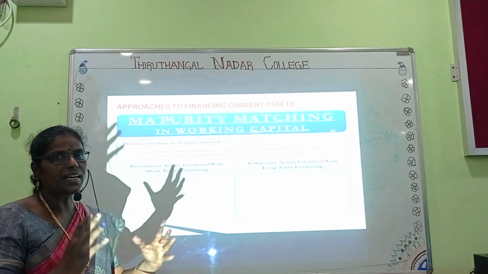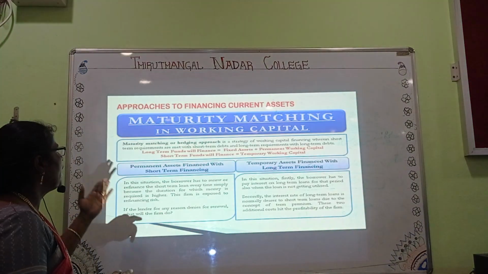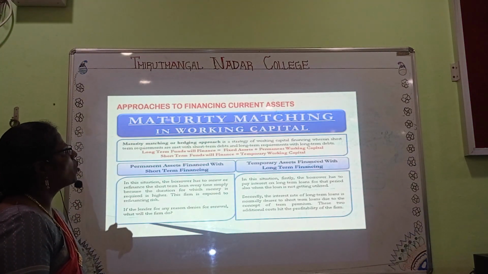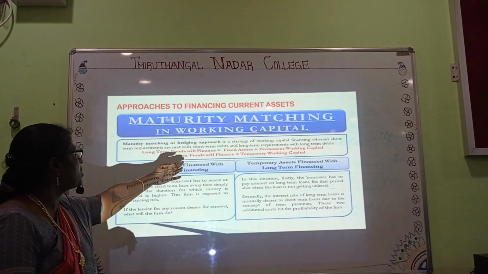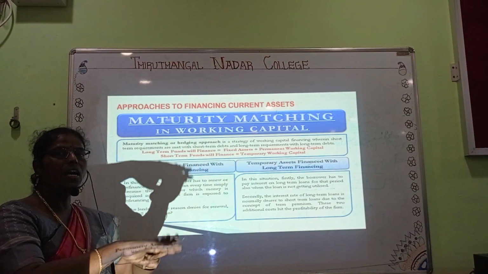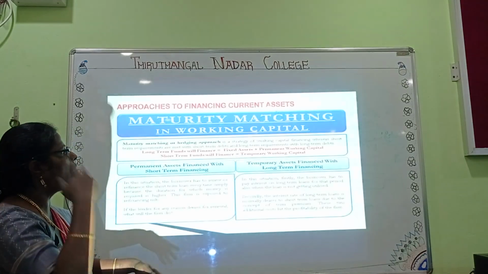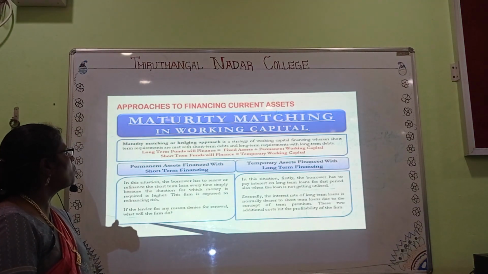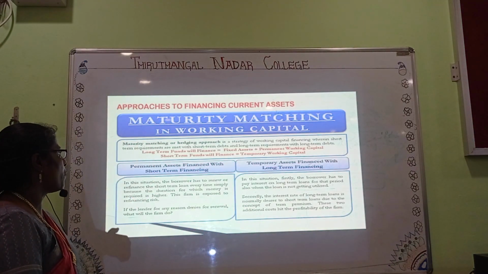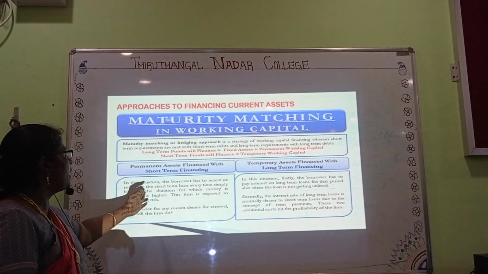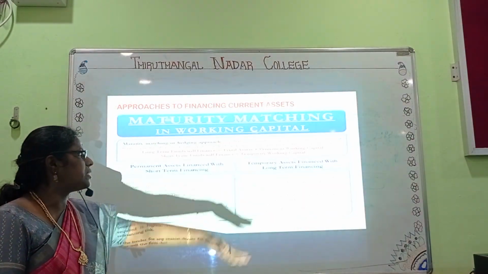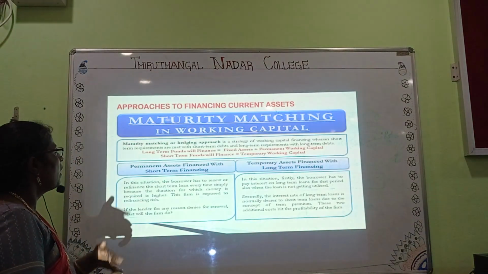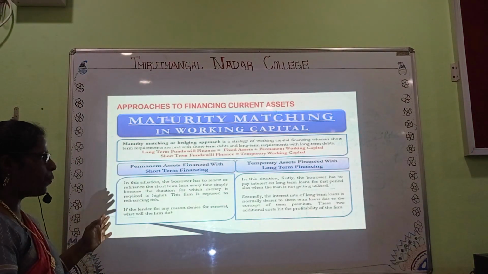What type of strategy the company is adopting in this approach? The working capital financing wherein short-term requirements are met with short-term funds and long-term requirements are met with long-term funds. This is the approach in maturity matching approach. Permanent assets financed with long-term financing and temporary assets financed with short-term financing. This is the approach, maturity approach.